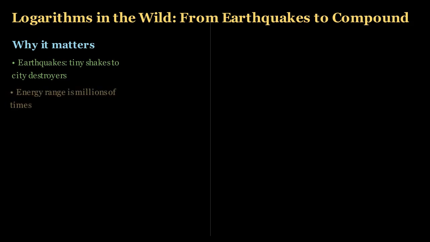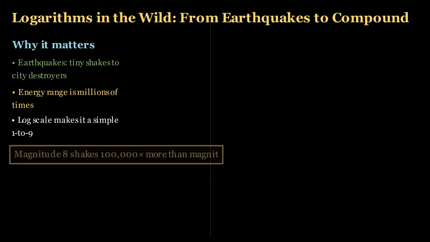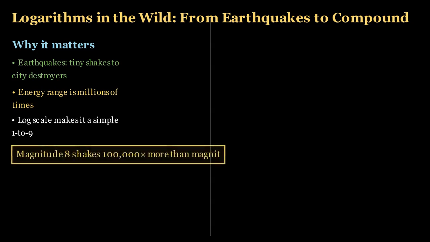The Richter scale solves this by using a base 10 logarithm. Each whole number step multiplies the ground shaking by 10. So a gentle magnitude 3 and a catastrophic magnitude 8 are only 5 steps apart on the scale, but the shaking is 100,000 times stronger. It compresses an unreadable range into a simple 1 to 9 scale that anyone can understand at a glance.